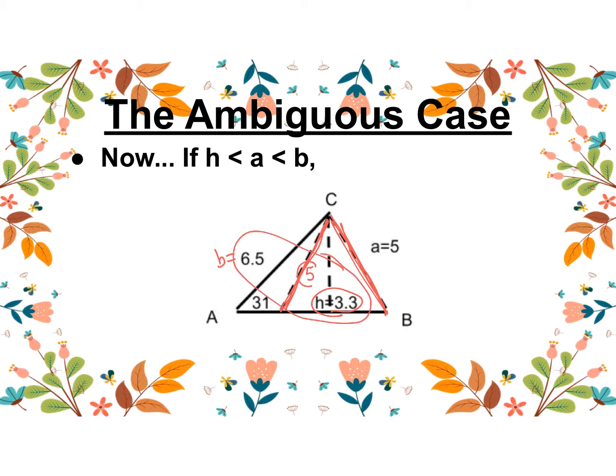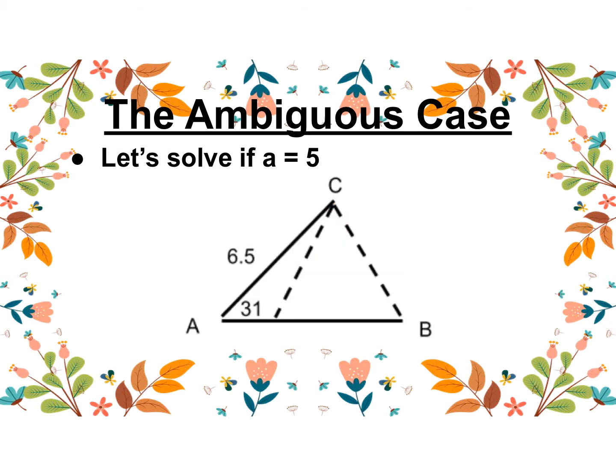If A can fit in between H and B, so let's say that's a 3, that's a 5, that's a 6, so it can fit in between there, then it could go both ways. So now we are going to have two triangles that we're going to have to solve. So we are going to go ahead and solve it as if A is 5. So across from A, we'll put 5. We'll keep in mind that we do know we're moving into the ambiguous case.